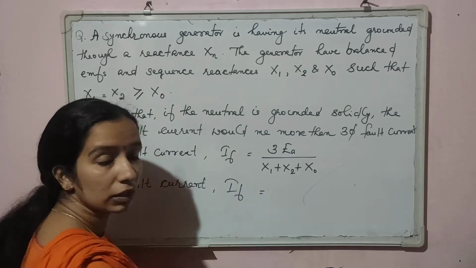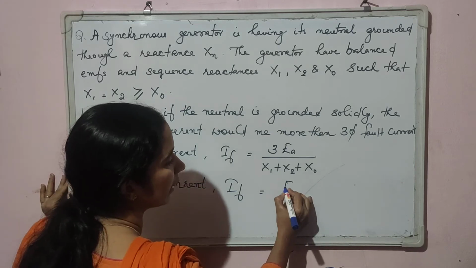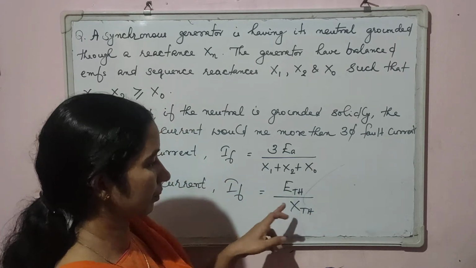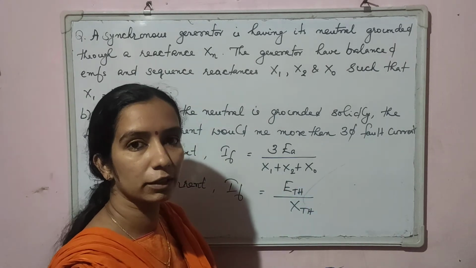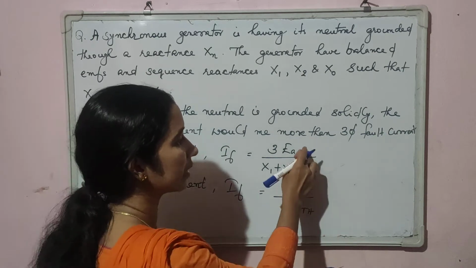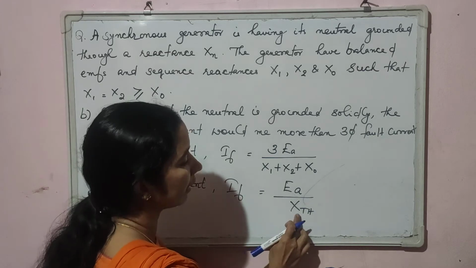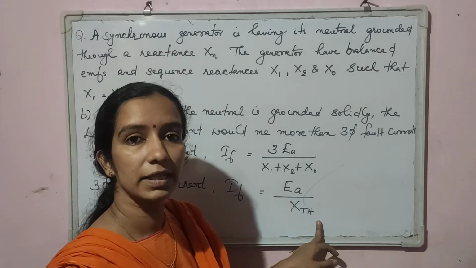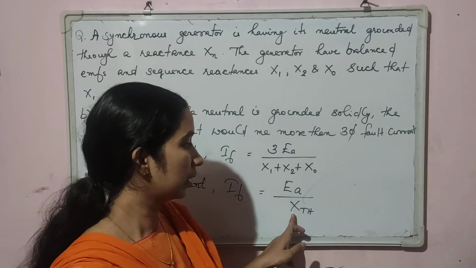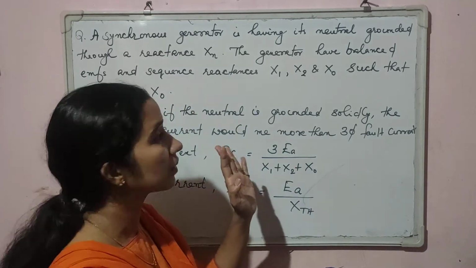Now let us write the equation for the 3-phase fault current. We know in case of a 3-phase or symmetrical fault, we have calculated the fault current as ETH divided by XTH. ETH, the Thevenin voltage, is the pre-fault voltage at the fault point. This can also be denoted as EA, because we are taking EA as 1 angle 0 and ETH is also 1 angle 0. So this can be written as EA divided by XTH. XTH is nothing but the Thevenin equivalent reactance as seen from the fault point. This reactance XTH is obtained from the reactance diagram of this particular generator.